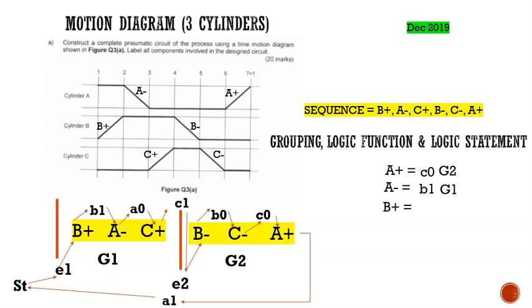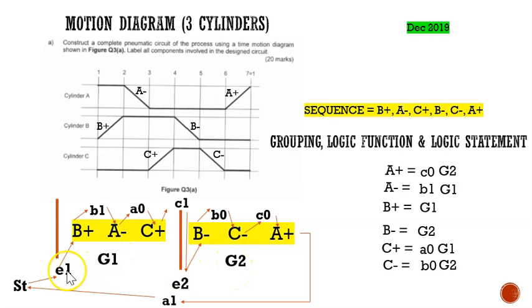And then do B plus. B plus going backward is E1. E1 cannot be here, so it will be replaced by the group number, G1. Go for B minus. B minus backward will go to E2 again. E2 cannot be here, so we replace it by the group number, G2. Now we do C plus. C plus going backward is A naught, and the group is G1. C minus, going backward, is B naught, and the group is G2.